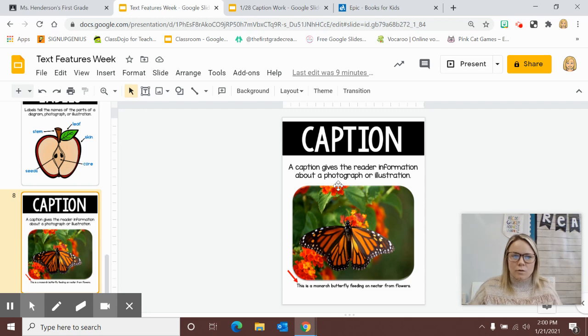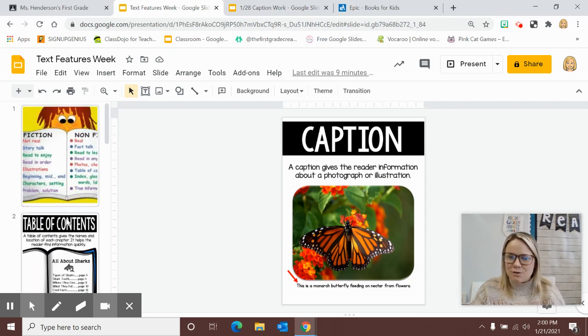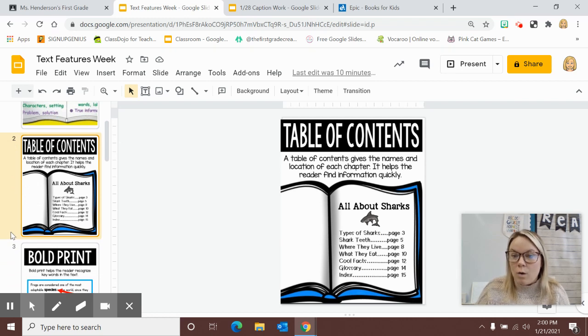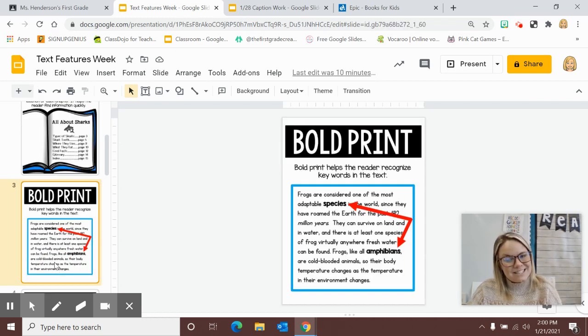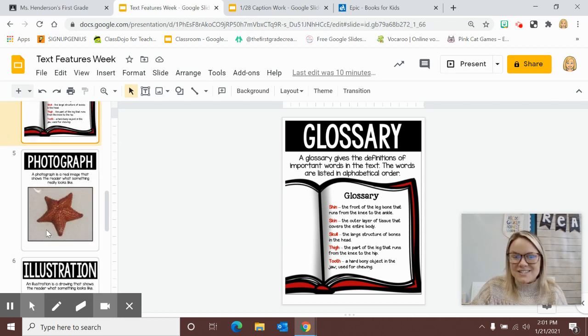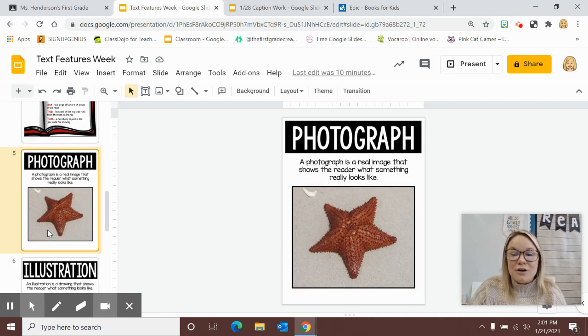So, boys and girls, as you're reading today, wow, there's a lot to look at. You're going to be looking out for all of the text features we've learned so far. Let's go ahead and quickly review them. You want to keep an eye out for a table of contents. That's where you're going to figure out what you are reading about and what page it will be on. The bold print, of course, is telling you those are important words. And you'll find a lot of those important words and what they mean in the glossary. You're going to look for real photographs.